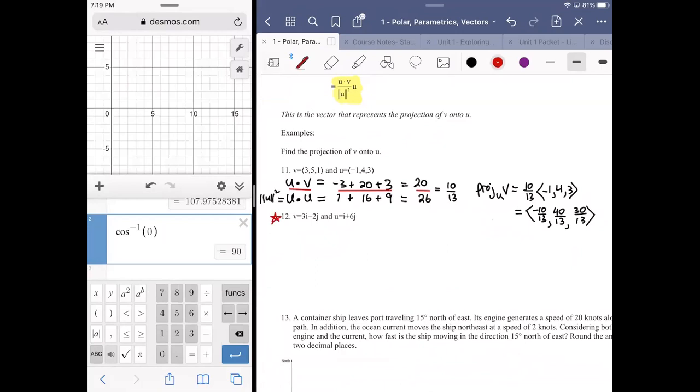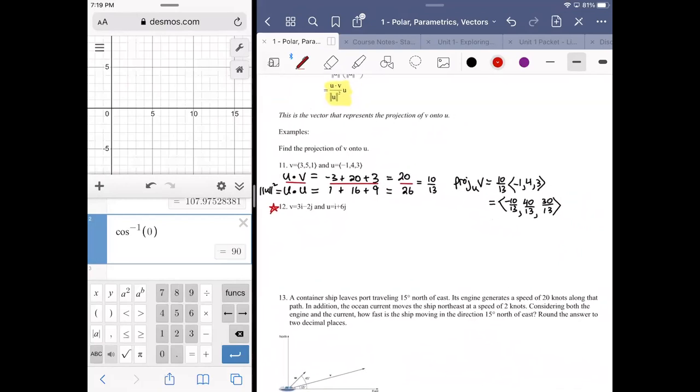I wanted to tackle the word problem, though. A good-looking word problem always finds its way onto an assessment, so definitely worth spending the time. Container ship leaves port traveling 15 degrees north of east. Its engine generates a speed of 20 knots along that path. In addition, the ocean current moves the ship northeast at a speed of 2 knots. So it should sound pretty familiar.